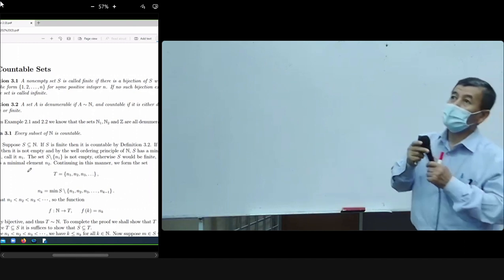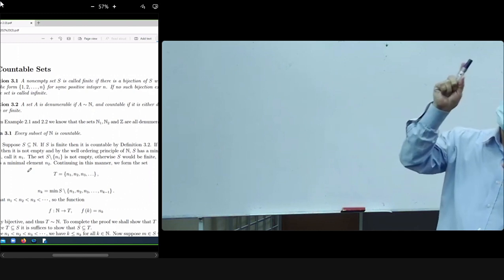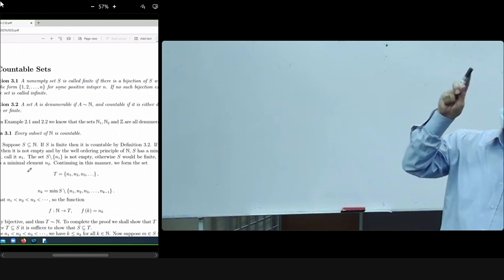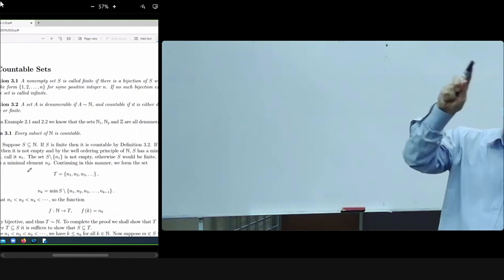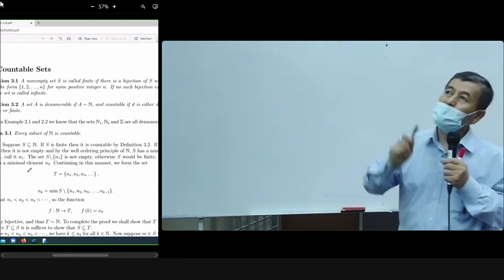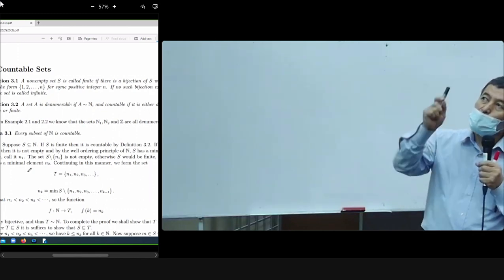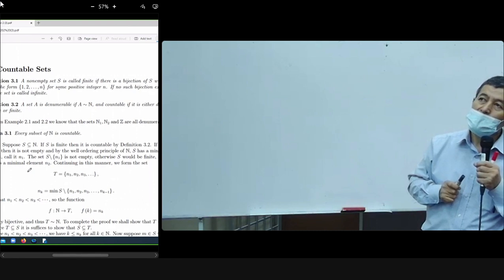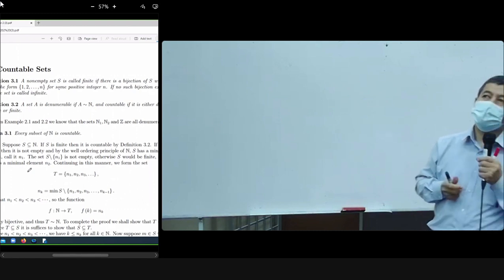Okay, let me continue. So next, a non-empty set S is called finite if there is a bijection function of S with the set of the form {1, 2, ..., n} for some positive integer n. If no such bijection function exists, then the set is called infinite.